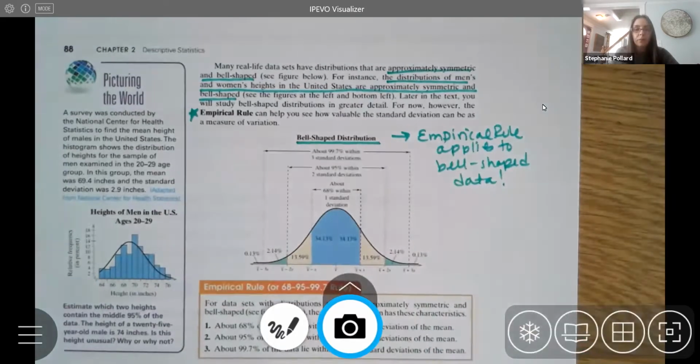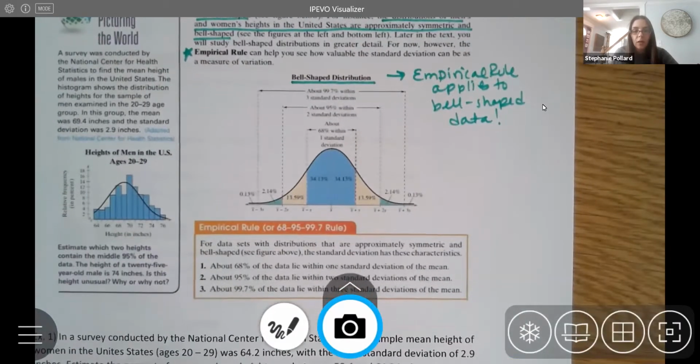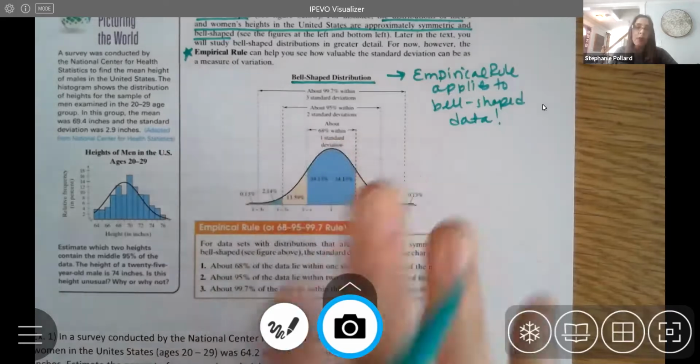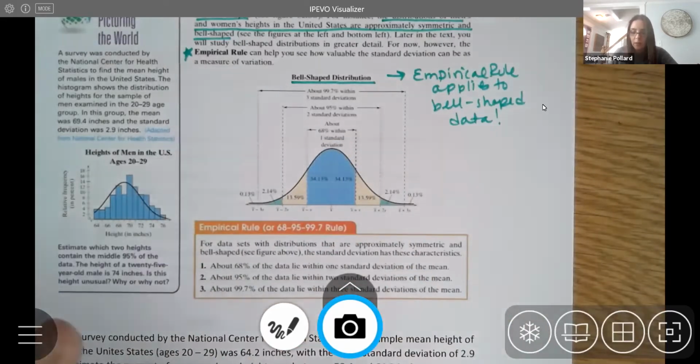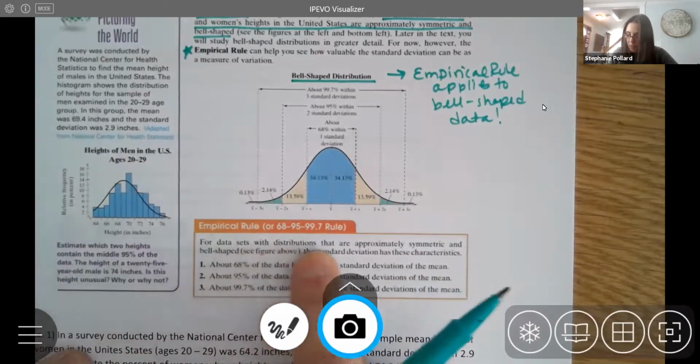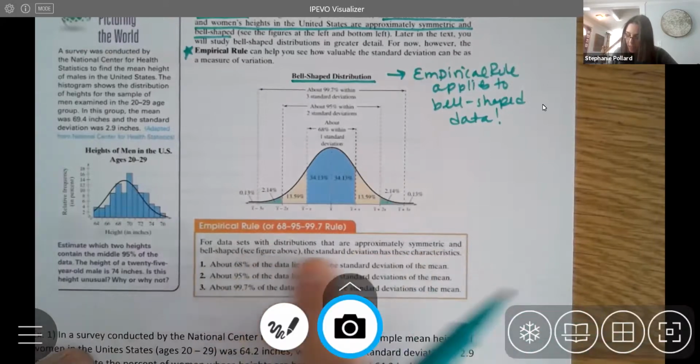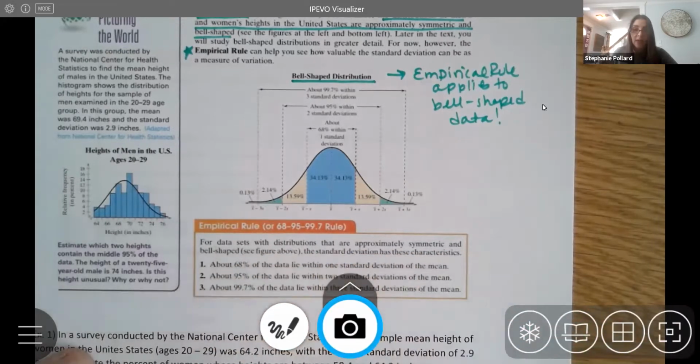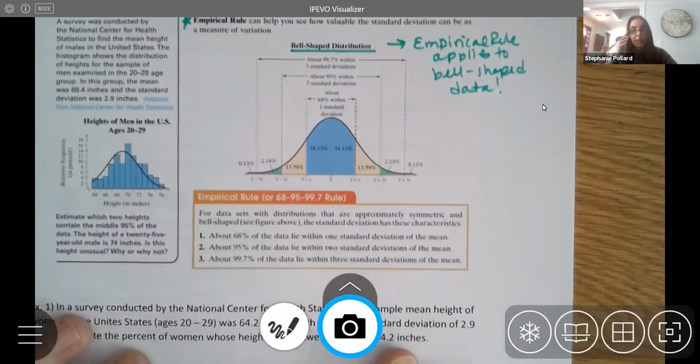Okay. And here's a picture of the bell shape with the empirical rule as part of it. So let's read through this. It says, for data sets with distributions that are approximately symmetric and bell-shaped, the standard deviation has these characteristics. About 68% of the data lie within one standard deviation of the mean.